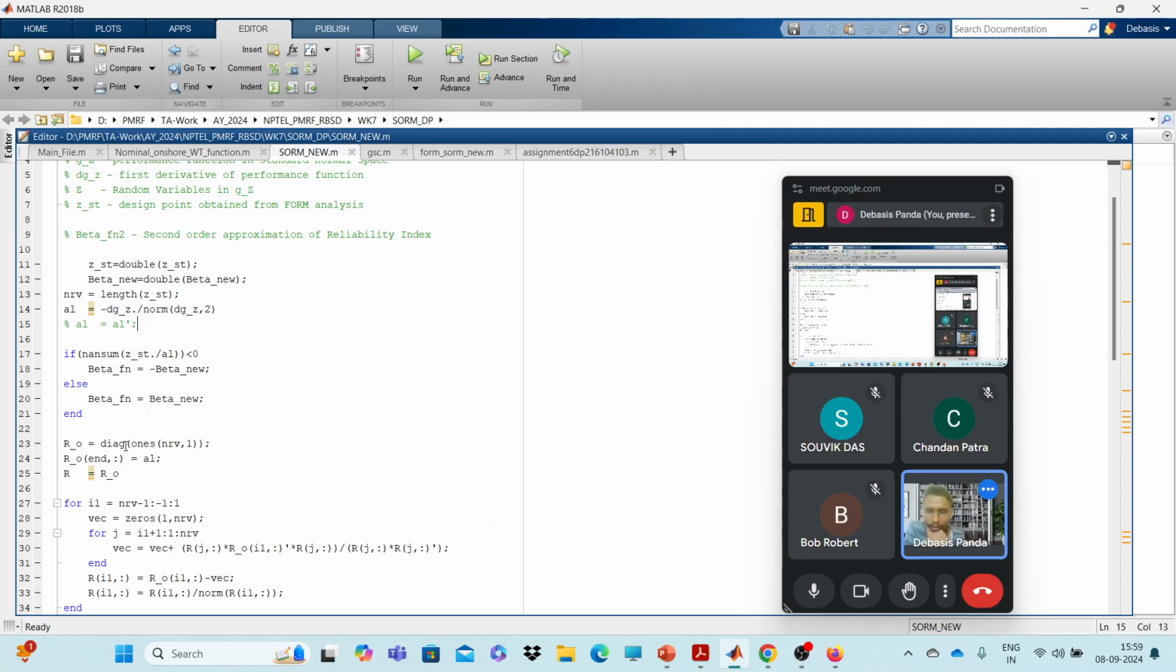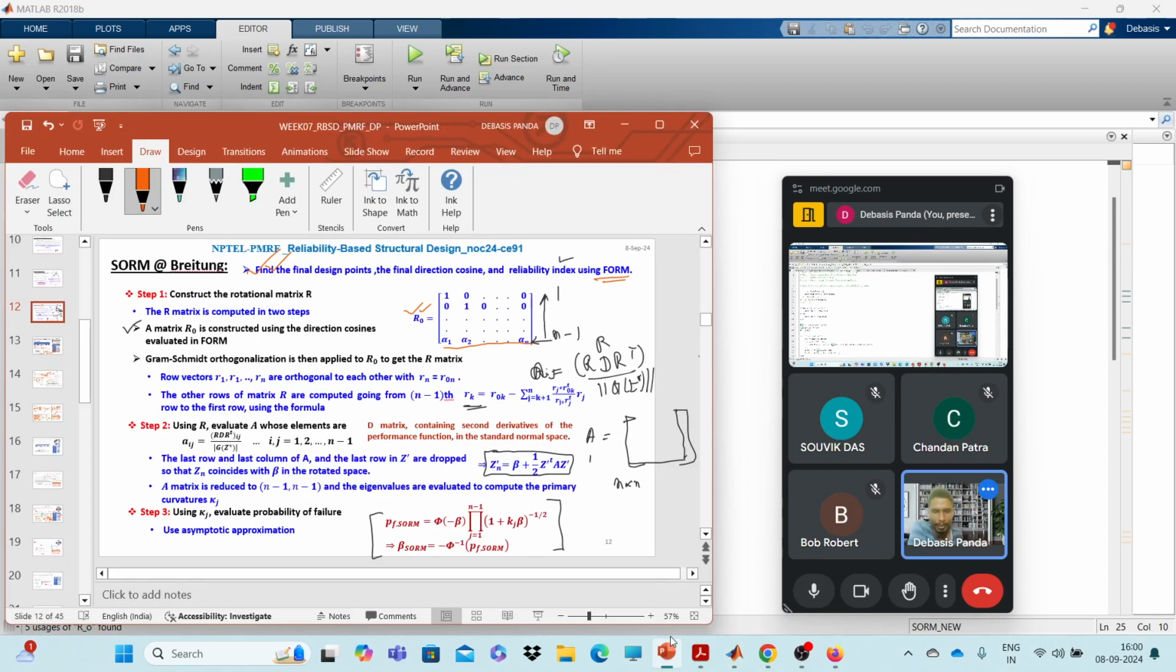So R naught, first the diagonal of ones, that means the diagonal is formed. Then R naught (end, all), that means the last row we are forming. The last row R naught (end, all) is nothing but the direction cosines. Clear? So R equals R naught here. What does R naught contain? 1 in the diagonal up to n minus 1, and the last row is nothing but the direction cosines. Whatever we have said, we put here, right?